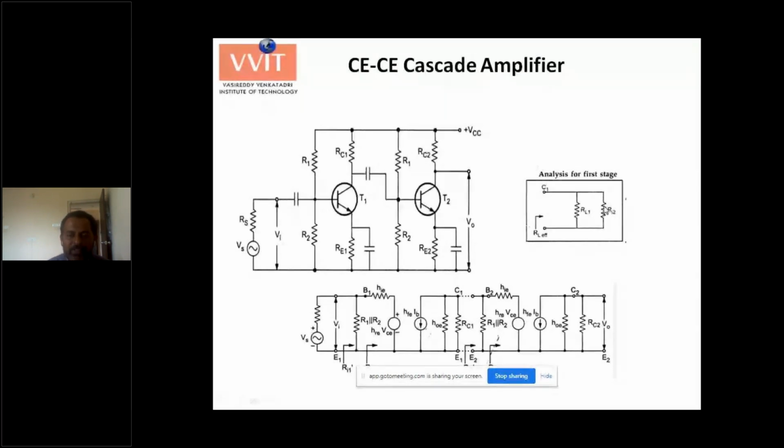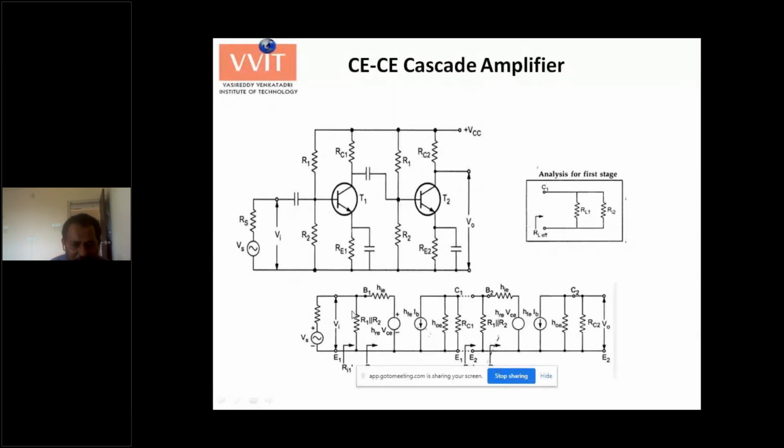If you don't know Ri2, it is not possible to find the effective load of stage 1. Hence, you can't analyze the first stage. Therefore, you have to finish analysis of stage 2, then come to stage 1 analysis. Please keep this fact in mind. First find AI2, Ri2, AV2, then find AI1, Ri1, AV1, then do the multiplications. What is the overall voltage gain? AV1 into AV2, of course.